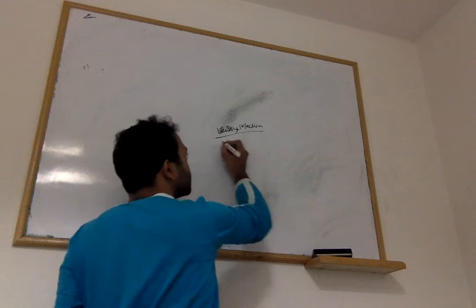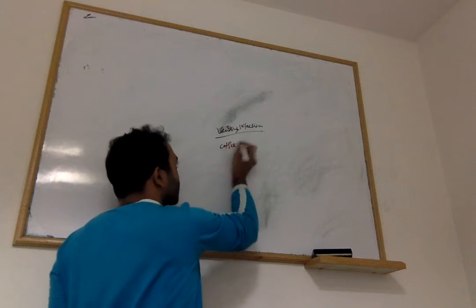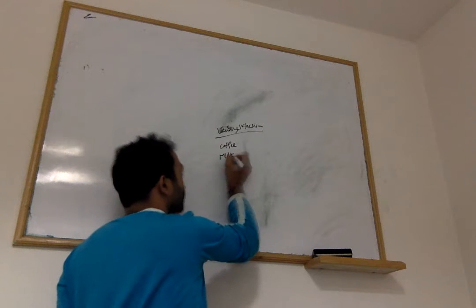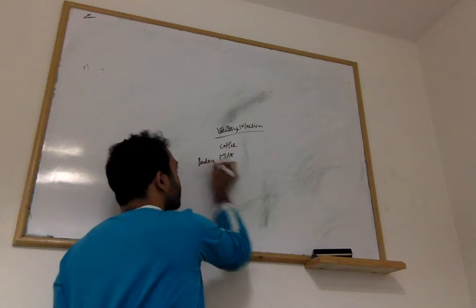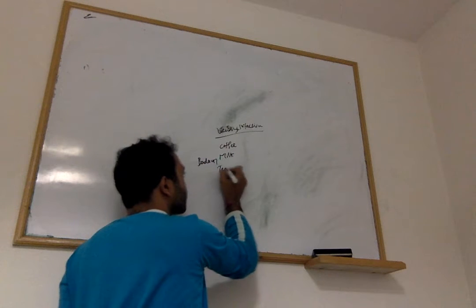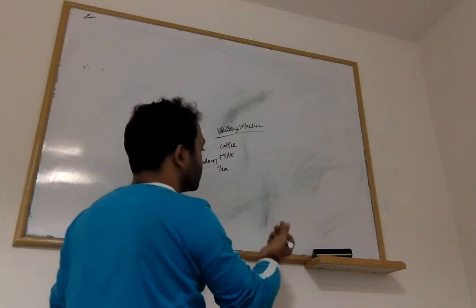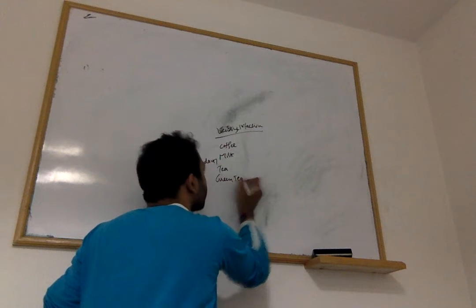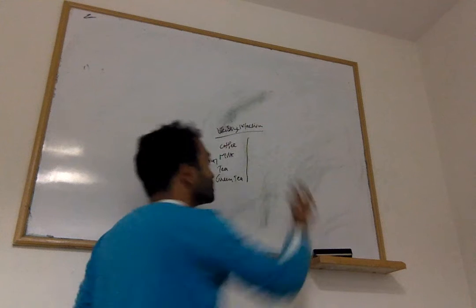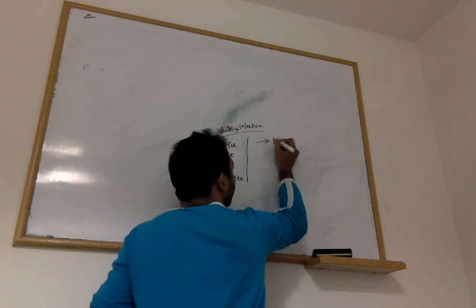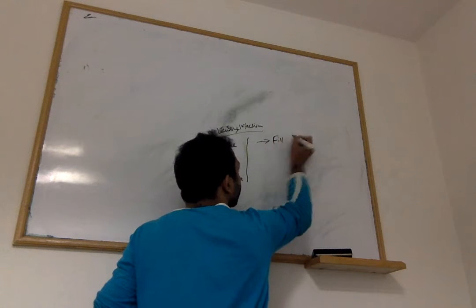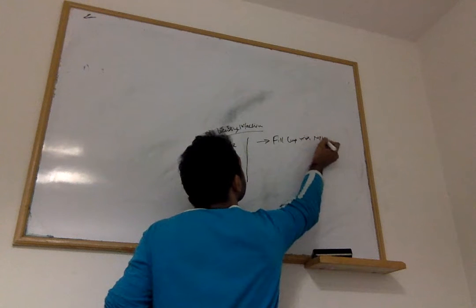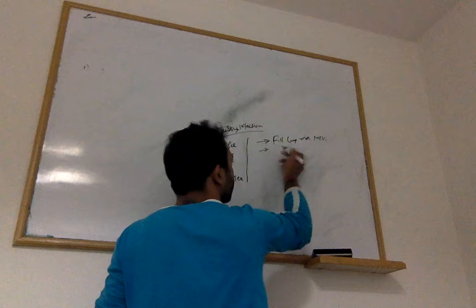Here you will have options to prepare coffee, then milk, badam milk you say, and then tea. What else is there? Let's say green tea. Like this. So if you see the procedure for preparing, you will take the cup and fill the cup with water or fill the cup with milk. In case of milk, it's already filled.